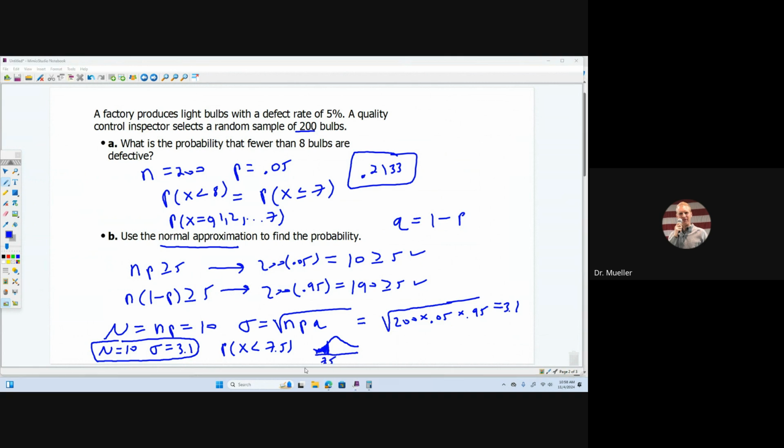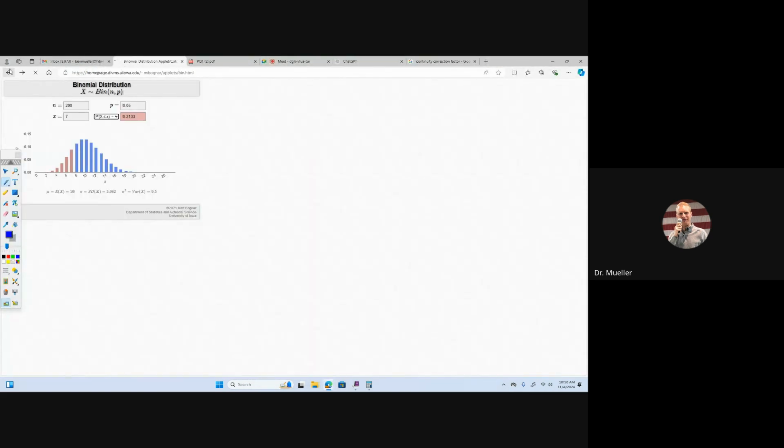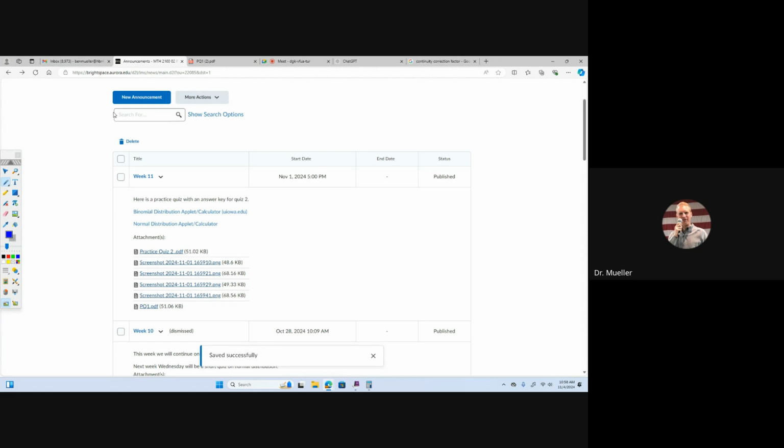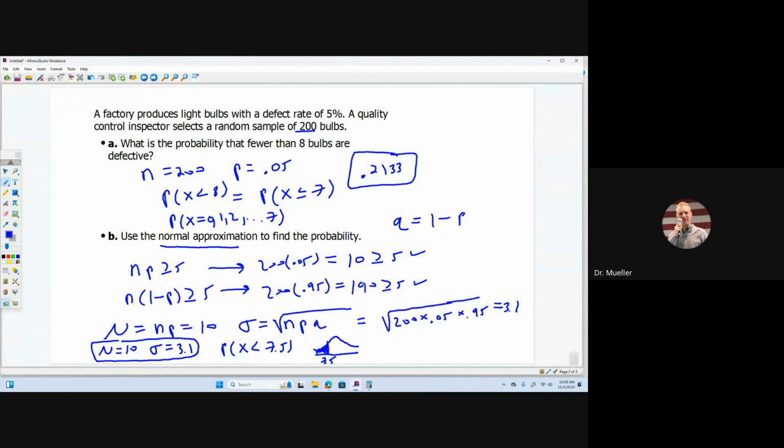So let's go ahead and find that probability. Got to go to the normal distribution. Click on it. Mean is 10. Standard deviation is 3.1. The number is 7.5. We want to find the probability that's less than that. That's going to be 0.21. So you can see that it does work out pretty accurately when we do that.